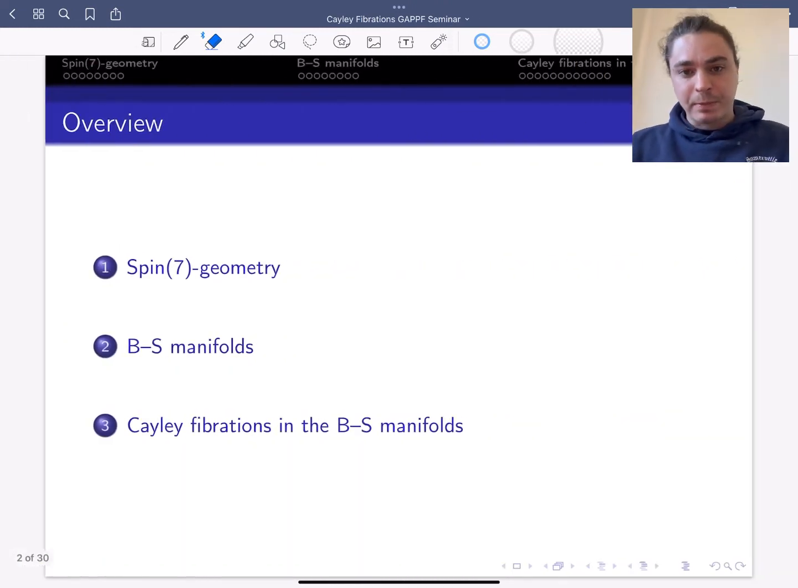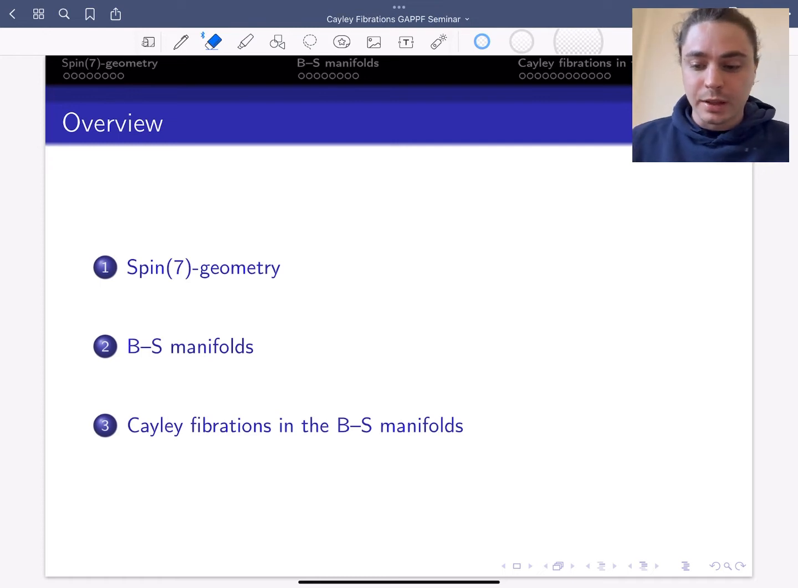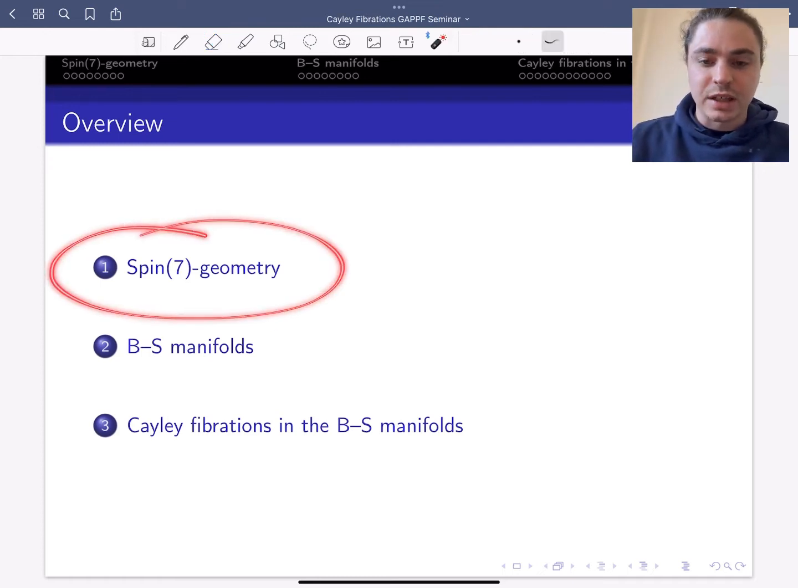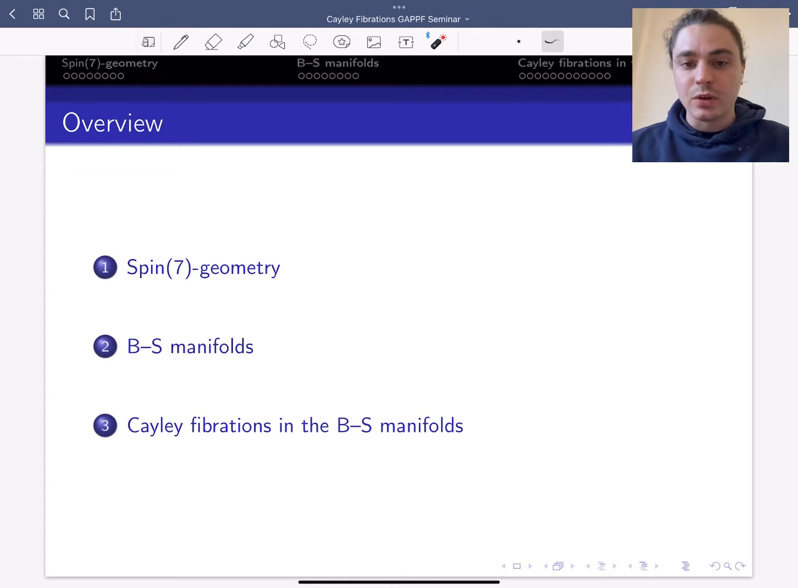So the first thing that I'm doing is to give you an overview of what I will be talking about. My talk is going to be divided into 3 videos. In the first one, I will be talking about spin 7 geometry. I will give you some basics on spin 7 geometry, calibrated geometry, and what I mean by Cayley vibrations, which are going to be the main objects of the talk.